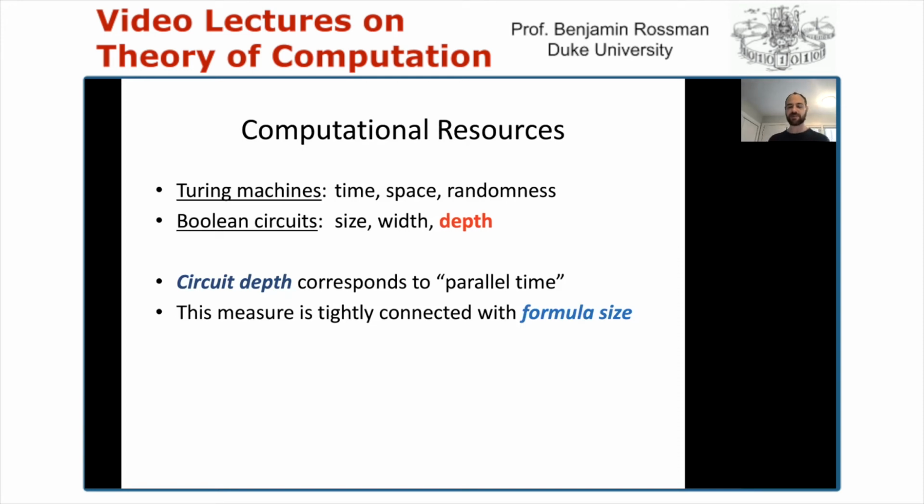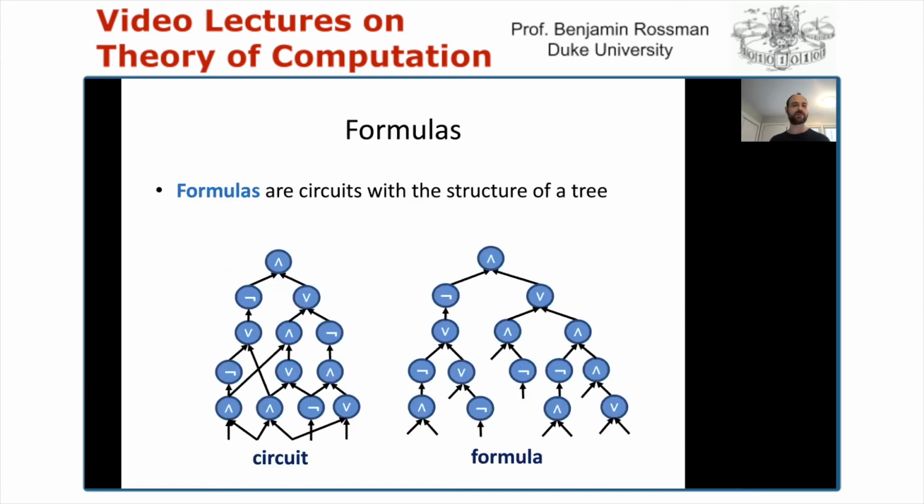So let me now define for you what are formulas. Formulas are simply Boolean circuits with the structure of a tree. Meaning each node in the formula has out degree 1. So this means that it will have the structure of a tree. Whereas in a general circuit, you can have a gate which feeds its result to multiple gates above it.